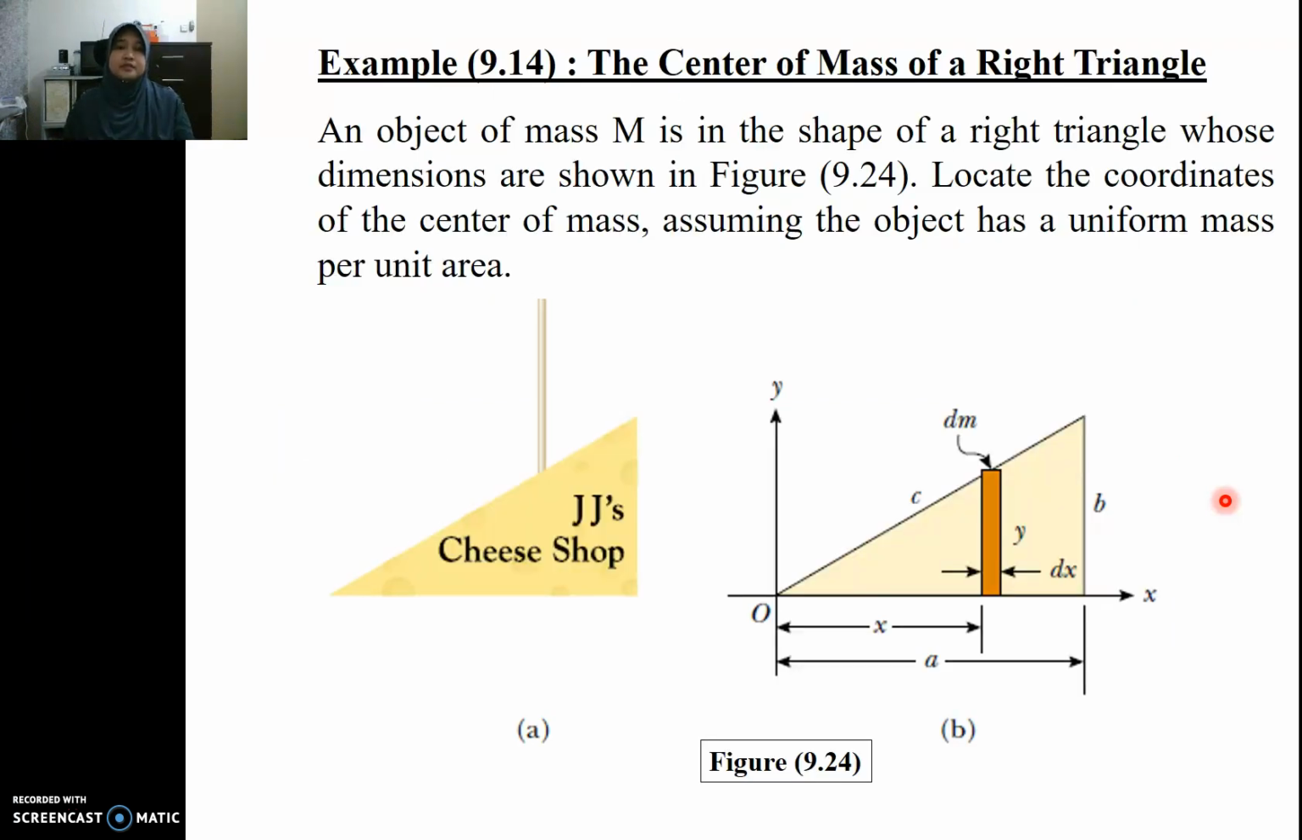Next example. We have an object of mass m in the shape of a right triangle whose dimensions are shown in the figure. You are asked to locate the coordinates of the center of mass, assuming the object has a uniform mass per unit area. So what we do is we divide the object into small elements. Each element has the mass dm and the length y. We sum up all the areas of the small elements, and we will find the center of mass for this shape.